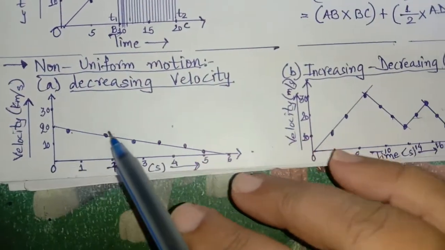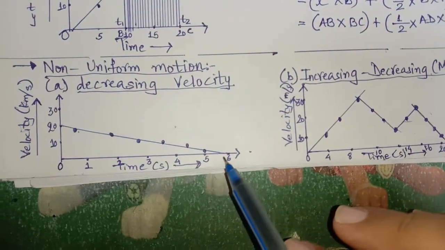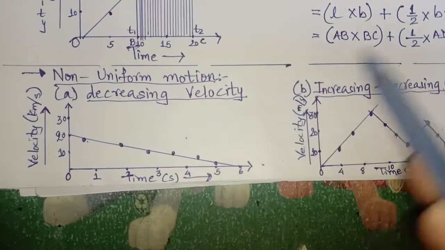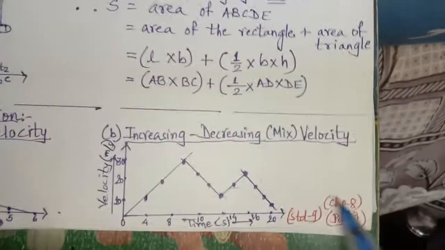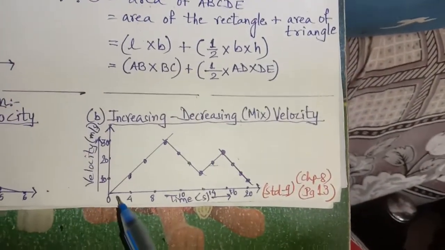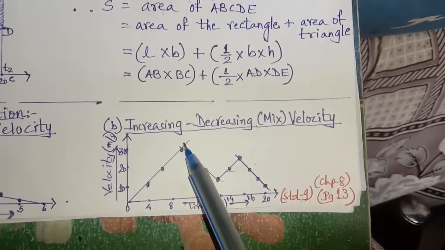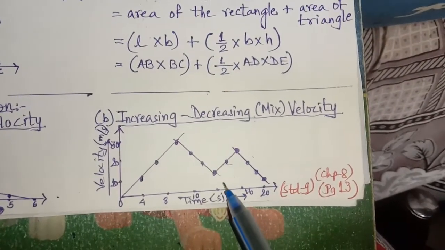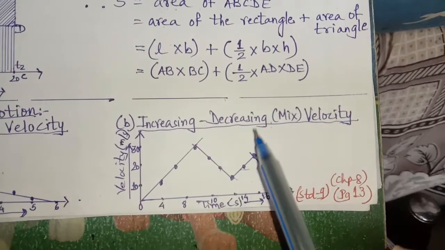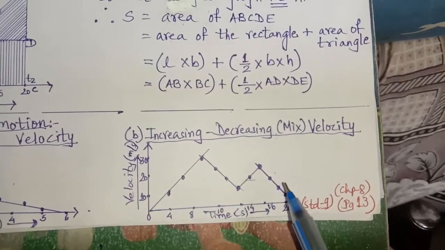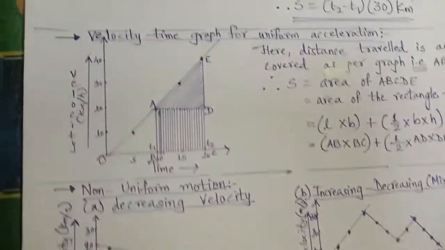So with the increase of the time, velocity is decreasing, right? So acceleration is negative, retardation. And here you can see, with the increase of the time, first the body increases the speed, then decreases, then increases, then decreases. So increasing, decreasing is continuous, and this is the mixed velocity-time graph, right?